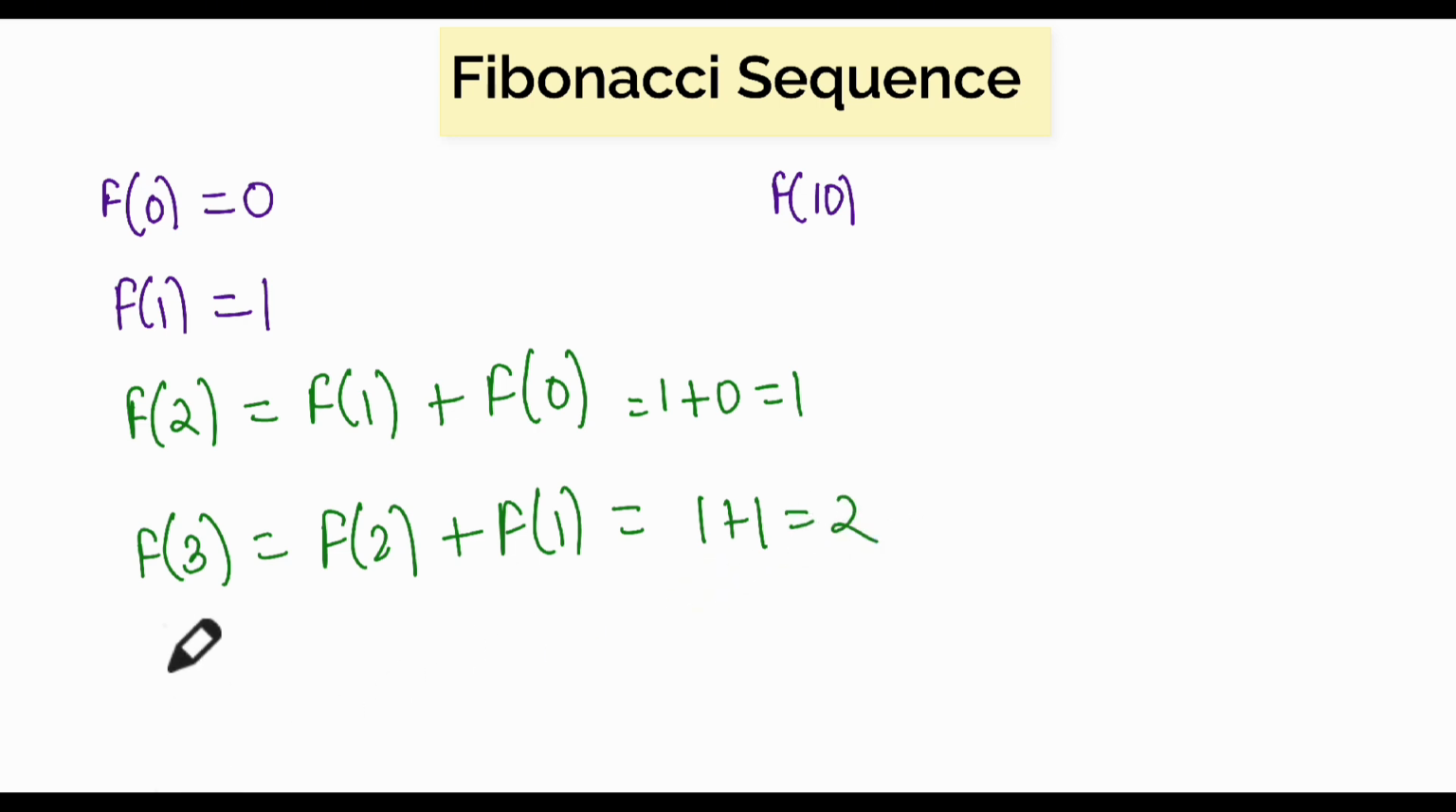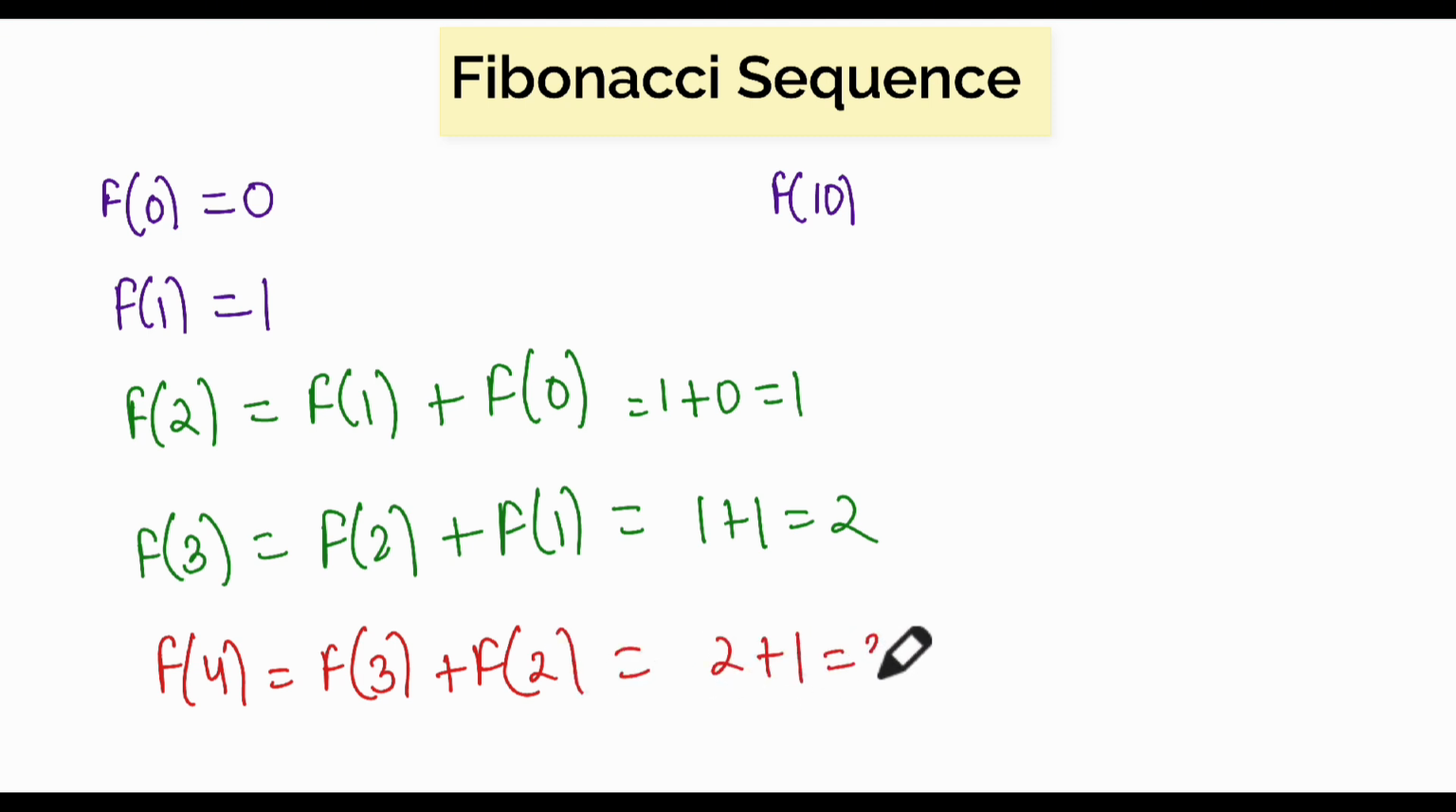Now if you have to calculate Fibonacci of, let's say, 4, what will you do? It will be Fibonacci of 3 plus Fibonacci of 2. So it will become equal to 2 plus 1 equal to 3. Okay, that's how you will keep on generating the numbers.